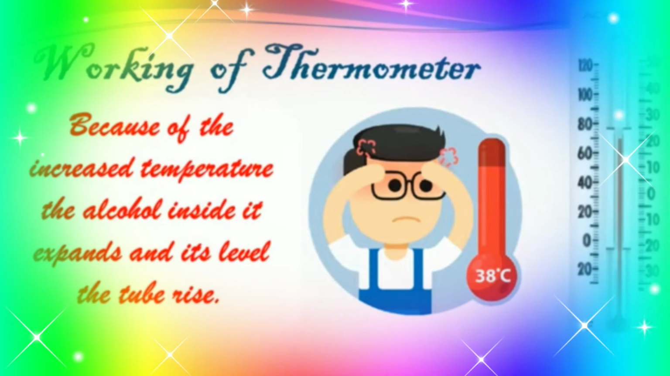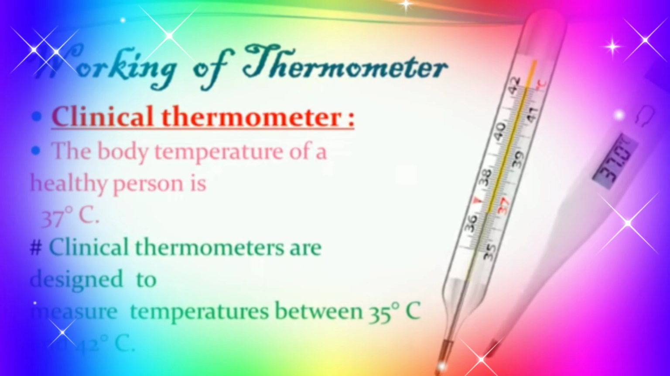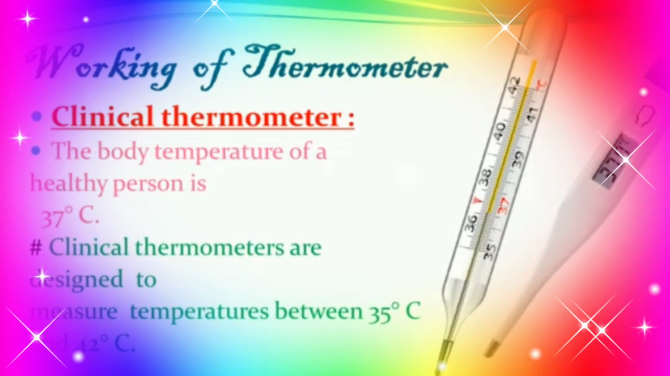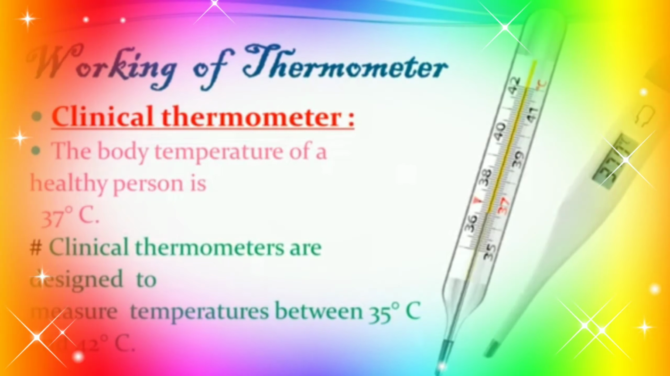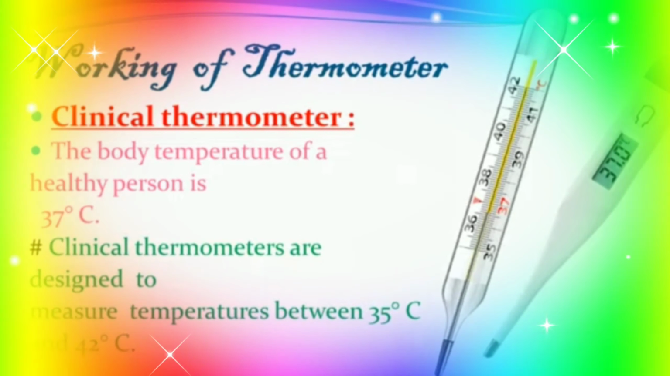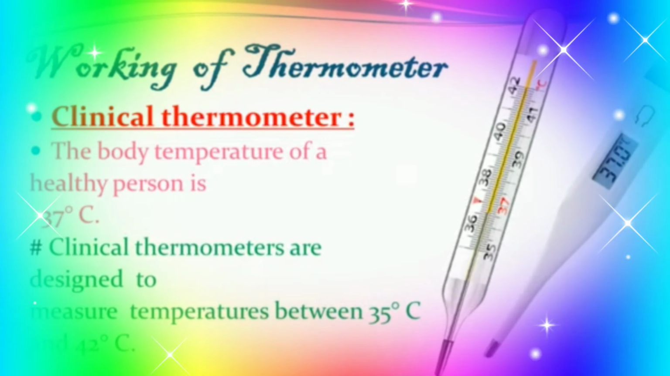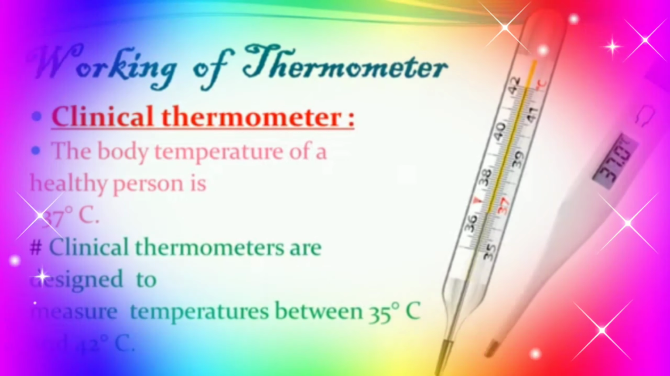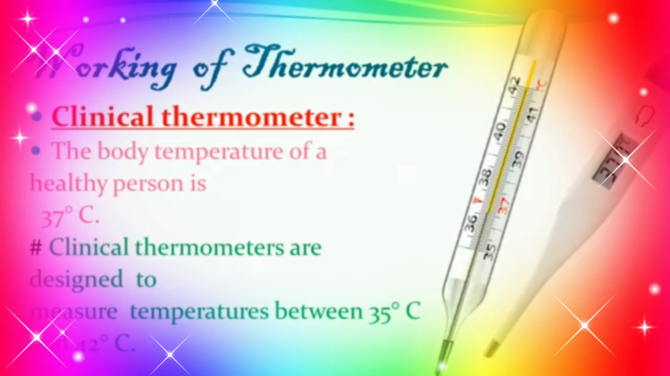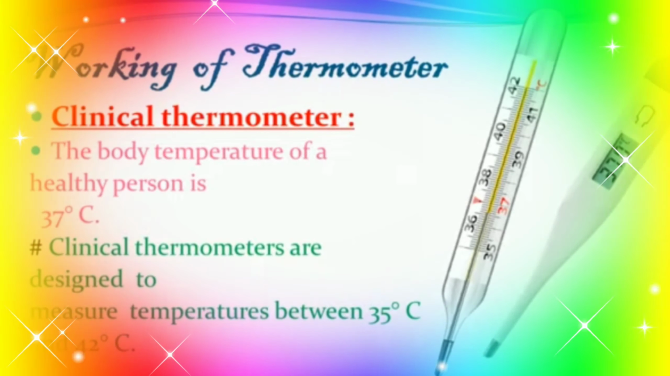The bulb is kept in contact with the object whose temperature is to be measured, so that its temperature becomes same as that of the object. Because of the increased temperature, the alcohol inside it expands and its level in the tube rises. Using the properties of the expansion of alcohol, the temperature can be obtained from the level of the alcohol. The tube of the thermometer is marked accordingly.